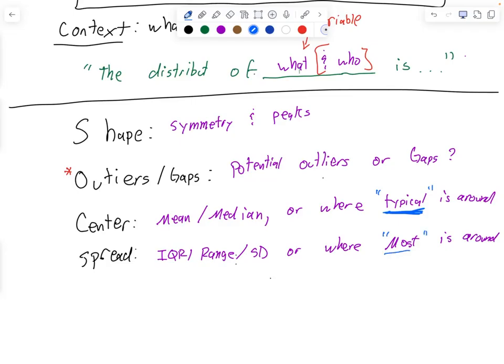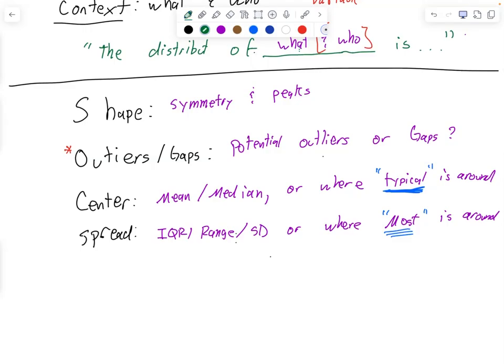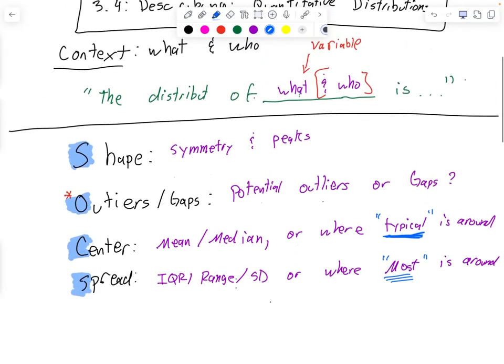Now, this is what we would call a mnemonic device in context. So when we say don't forget your socks, we're talking about shape, outliers, center, spread. Shape, outliers, center, spread. Socks is shape, outliers, center, spread. Now, all we're asking you to do is to talk about each of these. So when we say on this assessment to describe, we're going to give you some dot plot, a histogram. We're going to give you a box plot.